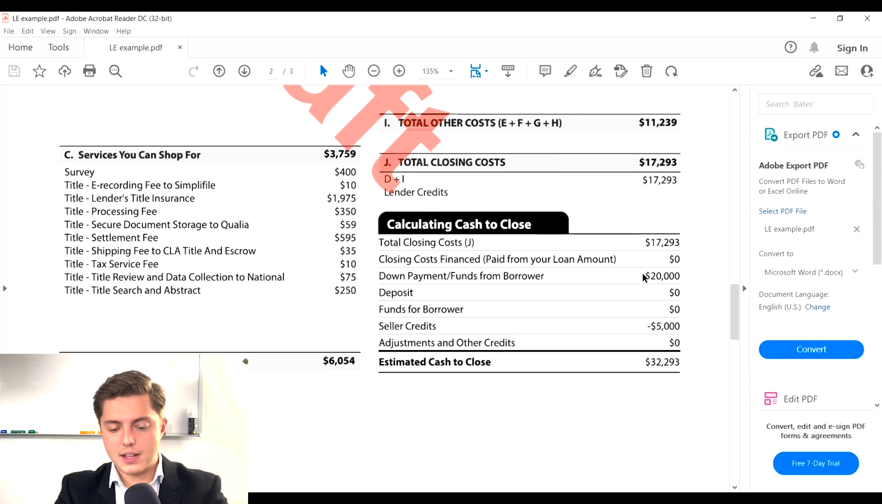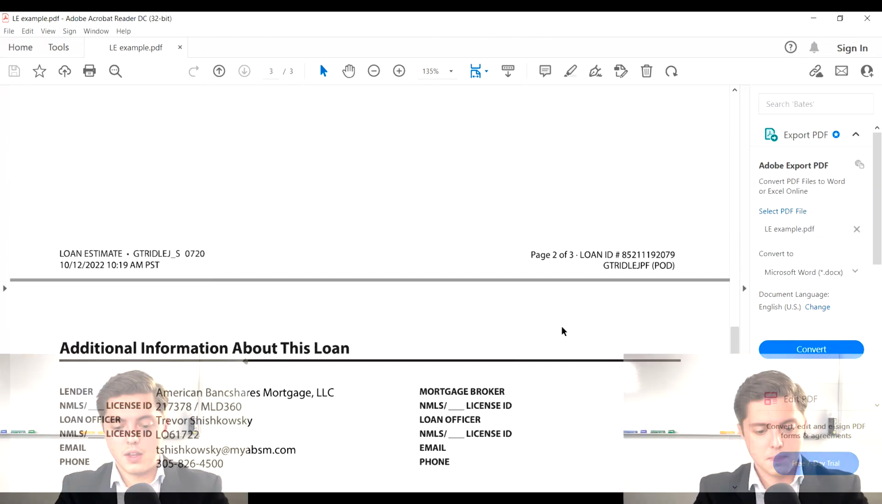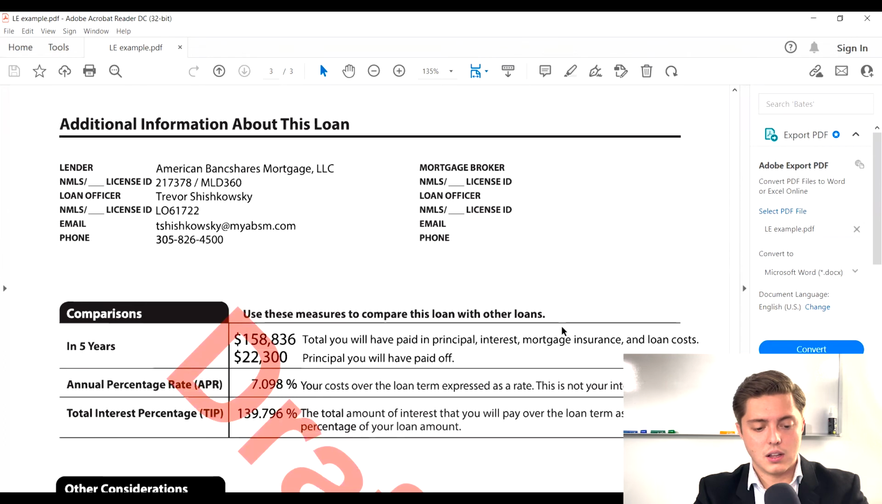Down payment, that's self-explanatory. That's the initial equity you put into the home at closing. And then we see seller credit here. I did put in a seller credit just to showcase what that would look like. If this person did not get a seller credit, then this would be $37,293.